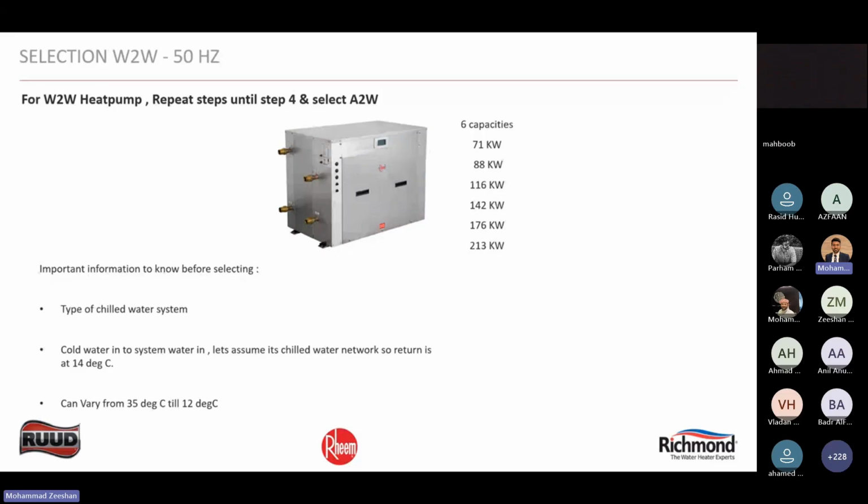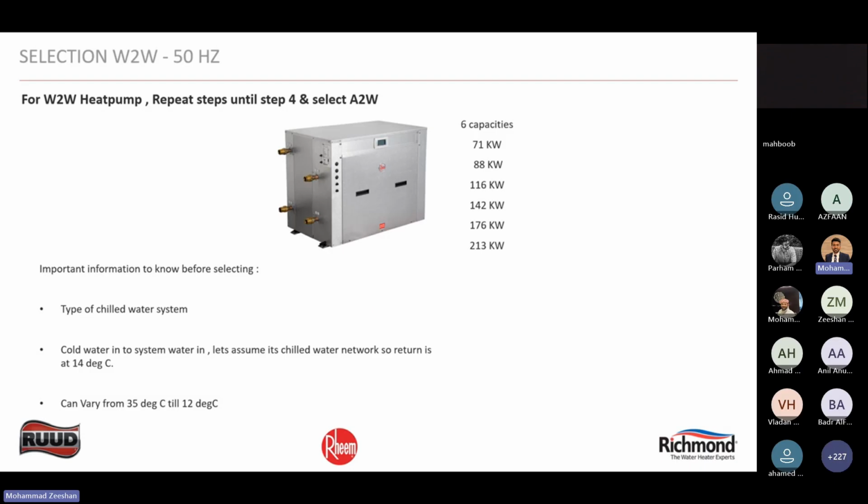For 50 hertz, the capacities are from 71 to 213 kilowatt. Things to keep in mind when you are selecting the water to water heat pumps is that you need to know what is the chilled water system that you have, what is the delta T that you can give us for the heat pumps. For example, what is the return temperature? Some say it is 12, some say it is 14, some say it is 16, depending on what is the design.